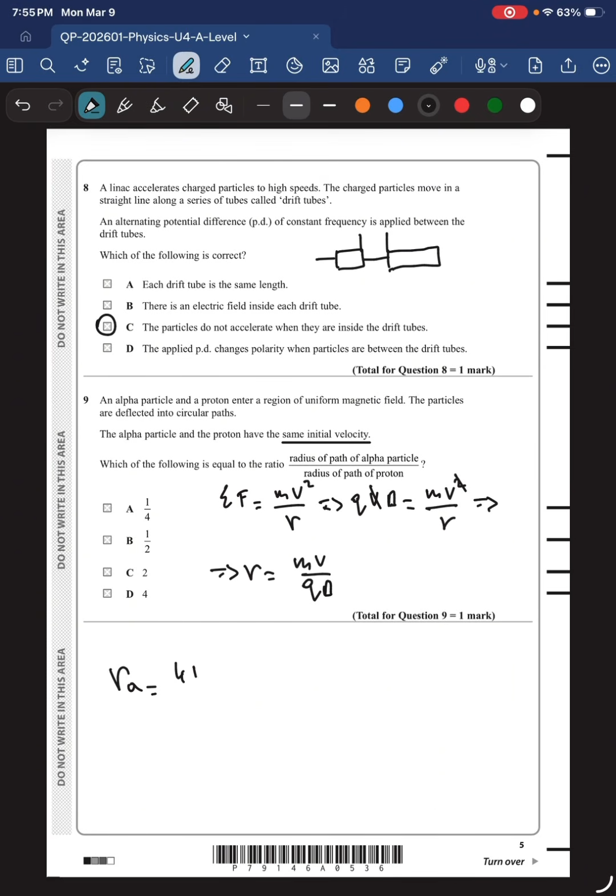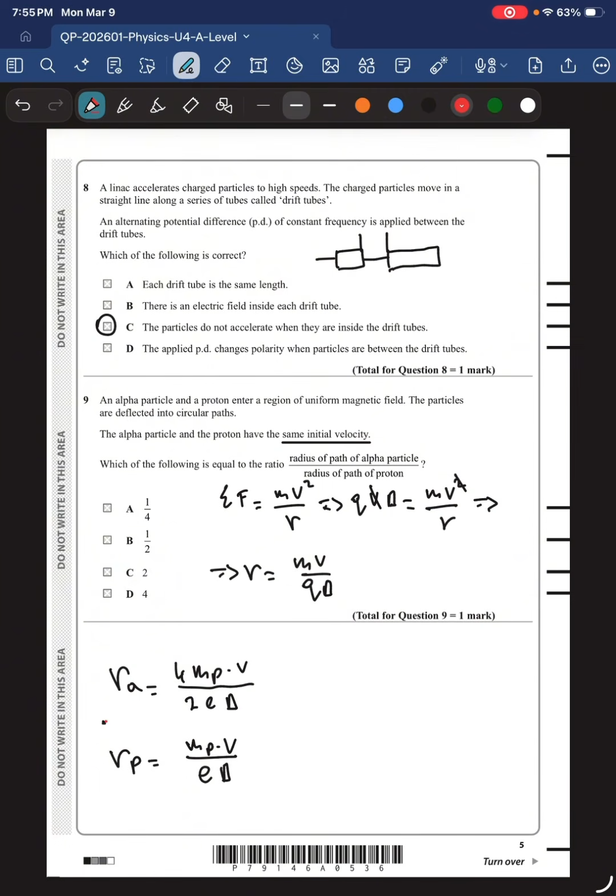The alpha particle is, say, 4 times the mass of the proton times v over the charge, which is 2e, times B. And then the radius for the proton would be the mass of the proton times v, since the velocity is the same, over eB, because the charge is just 1, right? So if we divide these two, okay, let's divide.